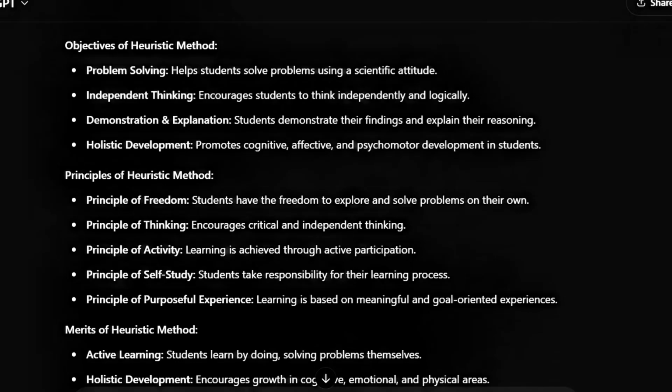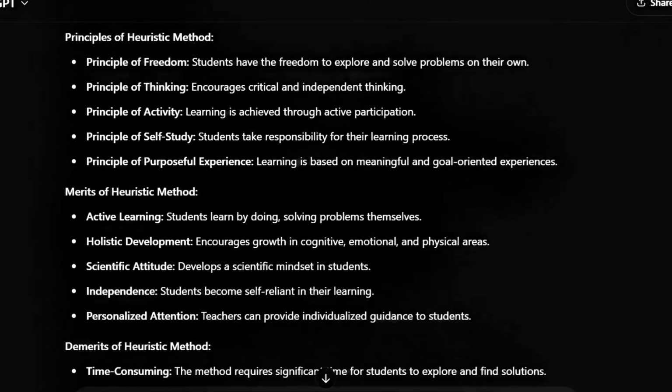Principles of heuristic method. Principle of freedom. Students have the freedom to explore and solve problems on their own. Principle of thinking. Encourages critical and independent thinking. Principle of activity. Learning is achieved through active participation. Principle of self-study. Students take responsibility for their learning process. Principle of purposeful experience. Learning is based on meaningful and goal-oriented experiences.